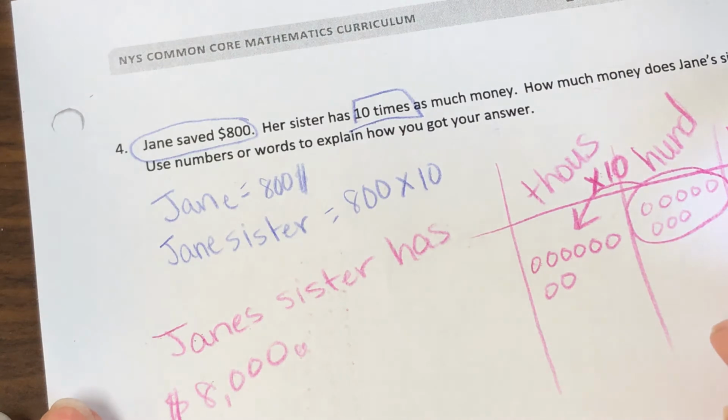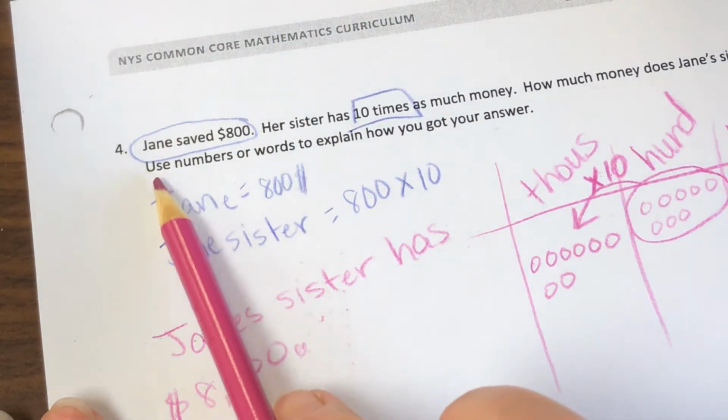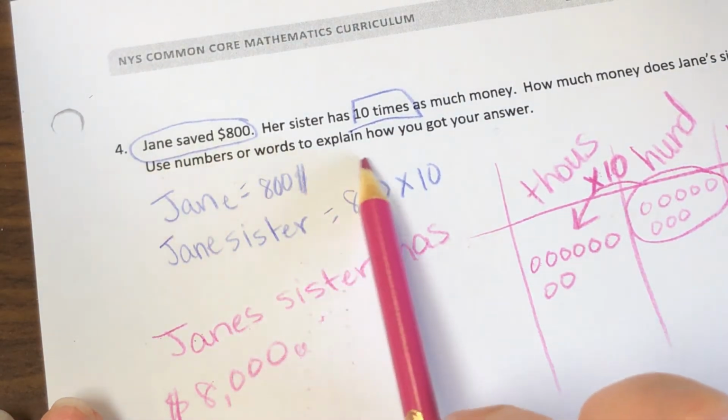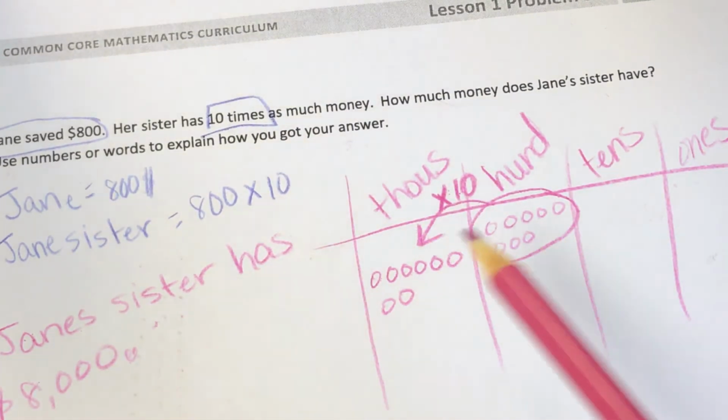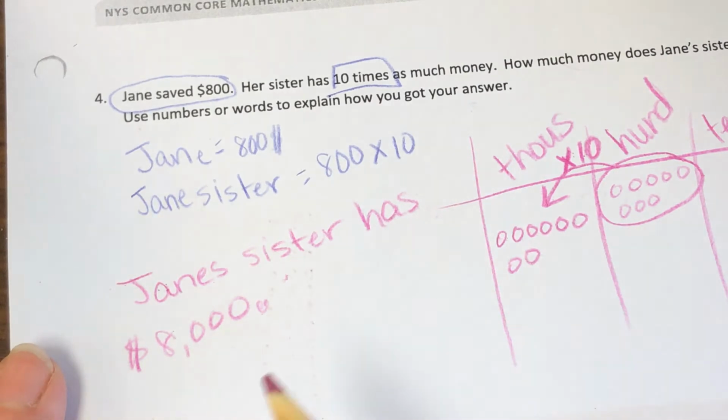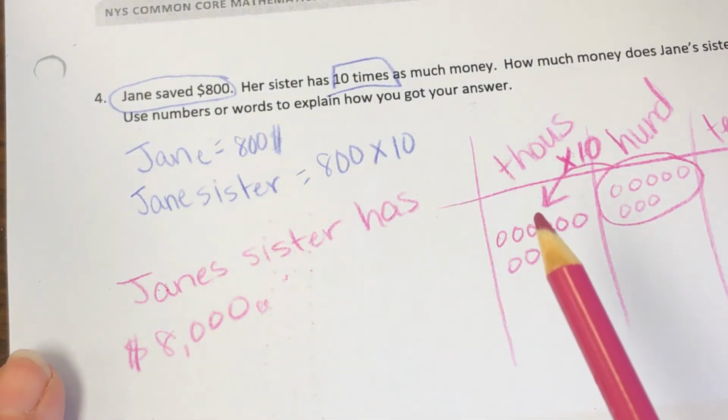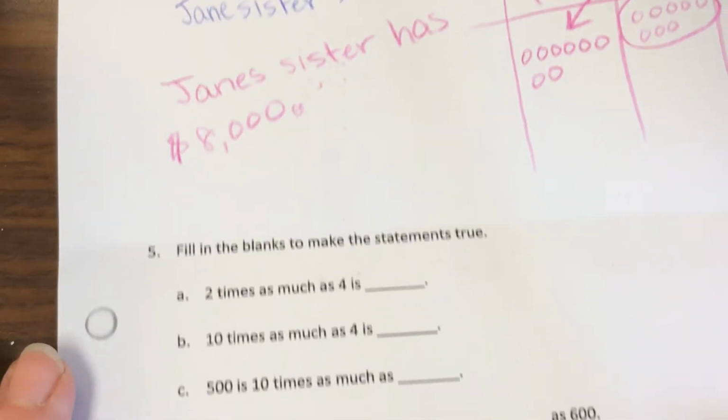How much money does Jane's sister have? Well, I answered the question. Use numbers or words to explain how you got your answer. So I used a chart and numbers and words, and if I'm a writer, I could write even more. But this is my information. So that's how I would answer that.